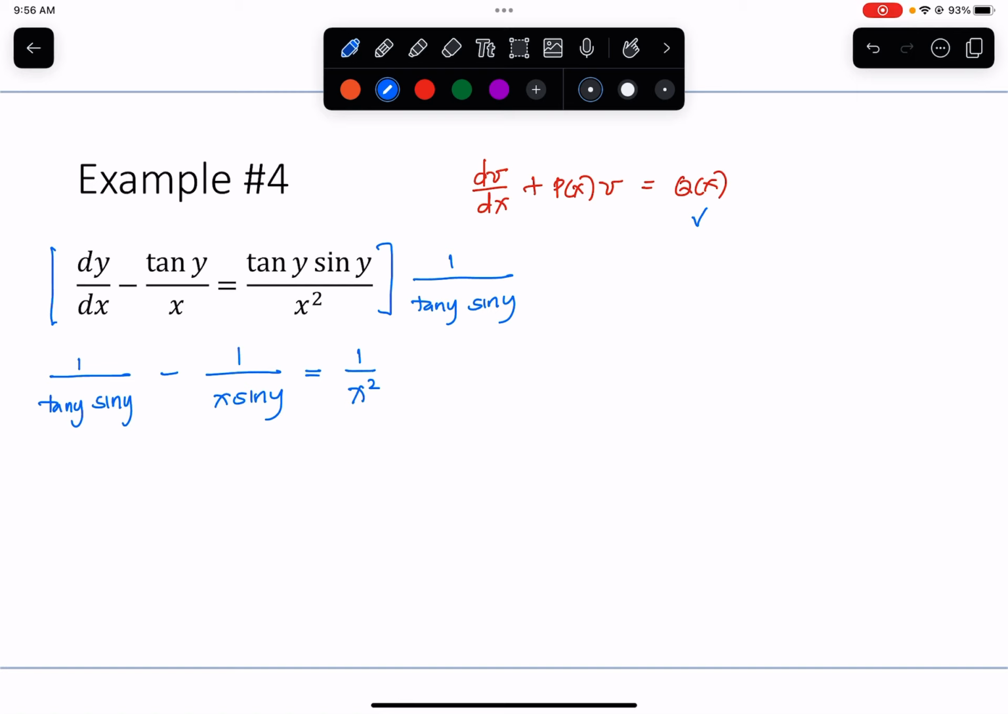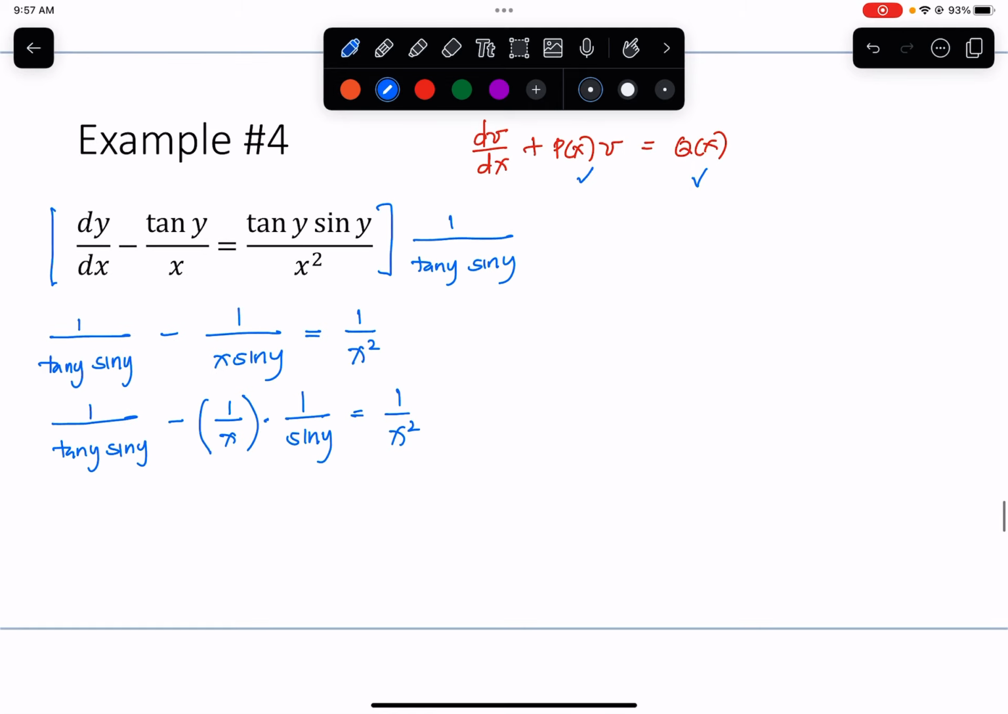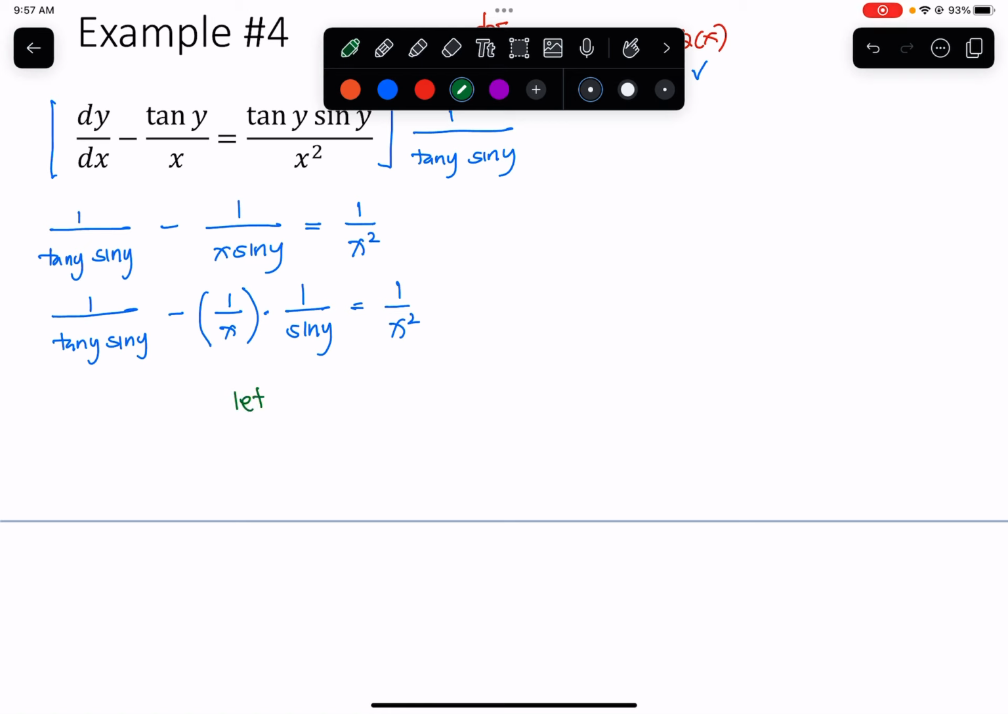So now, we are going to transform this one to p of x times v. So I can rewrite this as 1 over tangent y sine y, then minus, I'm going to separate the two as 1 over x, then multiplied with 1 over sine y, equals 1 over x squared. And as you can see here, our dependent variable is y. So therefore, our assumption for our v would be a function of y. So we let v be equal to 1 over sine y, so that we could transform this one into a linear equation.